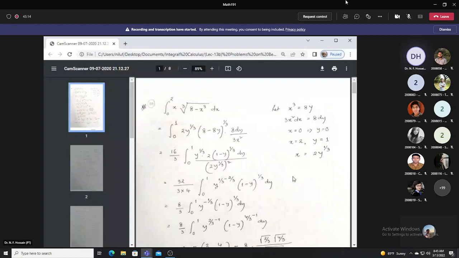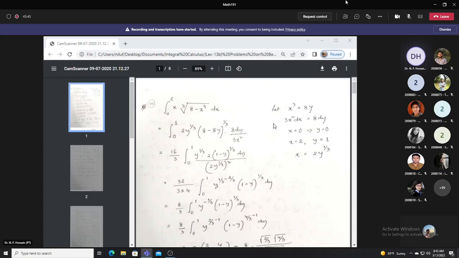Okay, so there are some maths here. This is the integration from 0 to 2 of x into the cube root of this expression. Let us take x cubed equal to 8y, so that you can get the expression for the beta function. So 3x squared dx equals 8 dy. And for the limits, when x equals 0, y is 0. When x equals 2, it is 8, so y should be 1. So the limit now becomes 0 to 1.